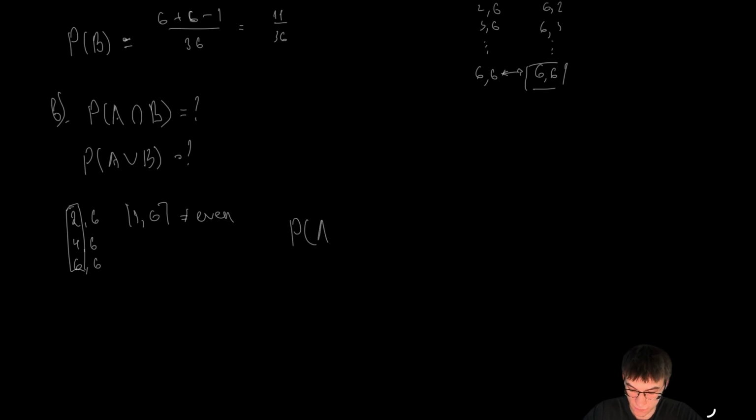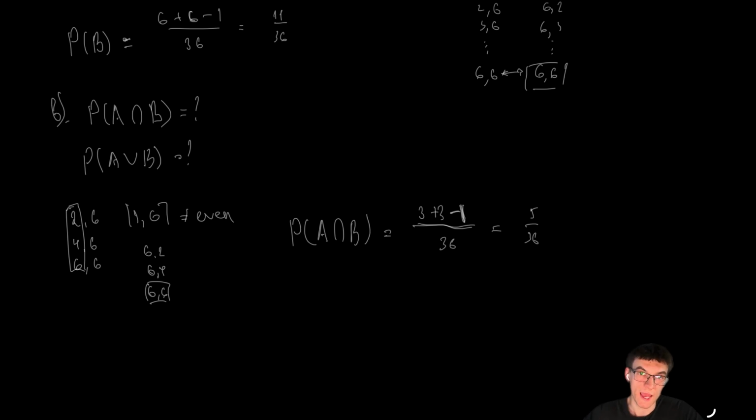So the probability of A intersection B is 3 plus 3 minus 1, because we again have an overlap, like 2 and 6, 4 and 6, 6 and 6, and 6 and 2, 6 and 4, and 6 and 6, the overlap. So we need to subtract this overlap from our possible outcomes here and divide by 36, which will give us 5 over 36 is the probability of the events A and B happening simultaneously.